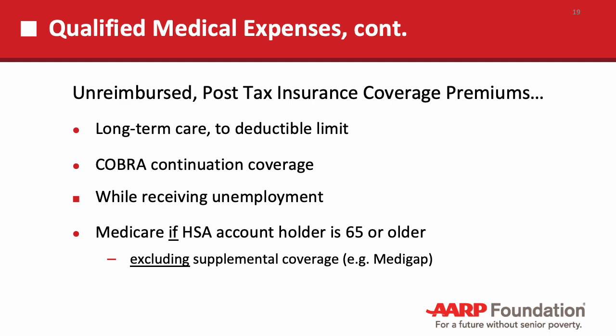Continuing with qualified medical expenses for an HSA, I would include unreimbursed post-tax insurance coverage premiums. It could be covered under long-term care up to the deductible limit, COBRA continuation coverage, while receiving unemployment, and Medicare if the HSA account holder is 65 or older. Now, that excludes supplemental coverage like Medigap.